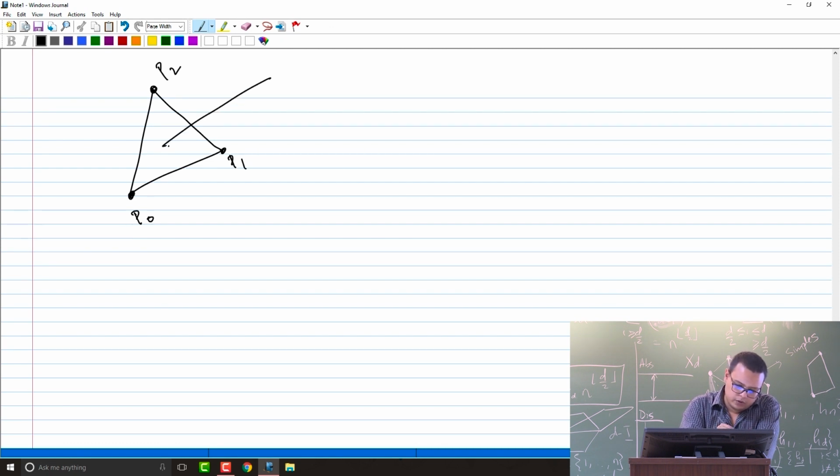So, let's see some examples of a simplicial complex, and what is not a simplicial complex. Let's say I have a simplicial complex like this: P0, P1, P2, P3, P4. Let me write down the simplices. One, sigma 1, is P0, P1. Let me write first.